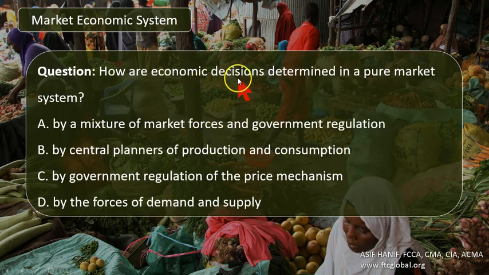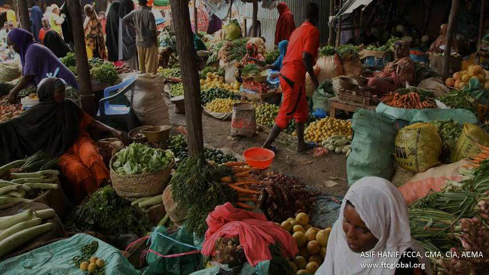How are economic decisions determined in the pure market economic system? By the mixture of market forces and government regulation, that is mixed economic system. By central planners of production and consumption, centralized planning, planned economic system. By government regulations of the price mechanism, government intervention. So ABC, they do not determine economic decisions in the pure market system. Yes, in the pure market system, the decisions are made by the forces of demand and supply. So that makes D to be the correct option. Next question.